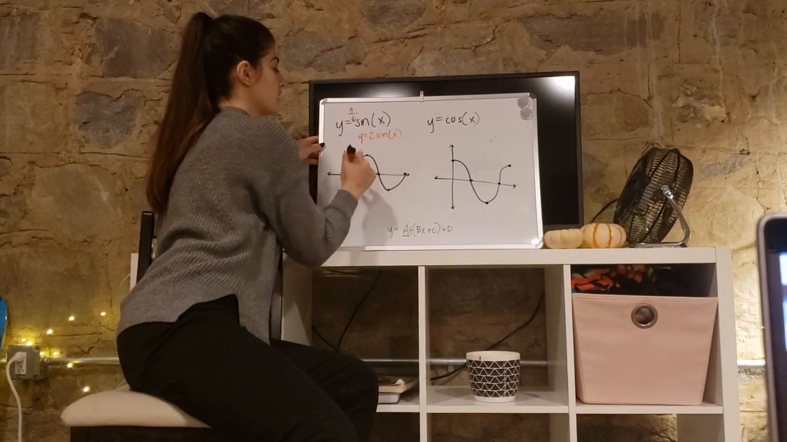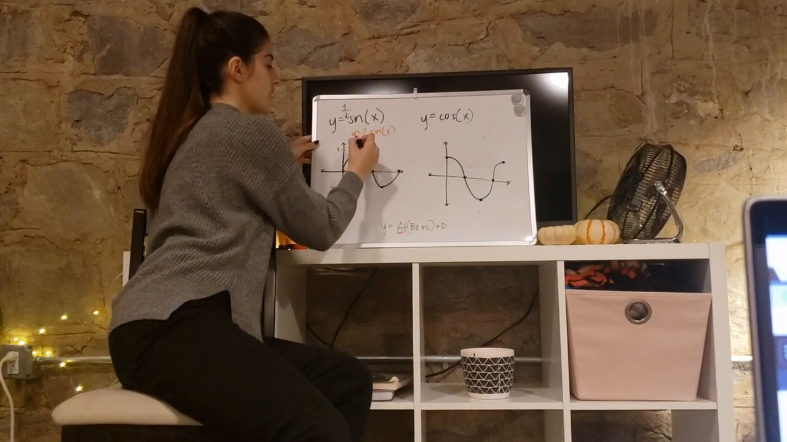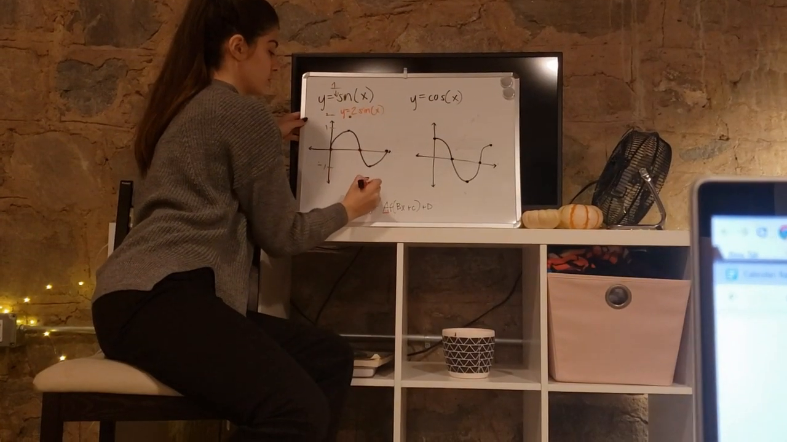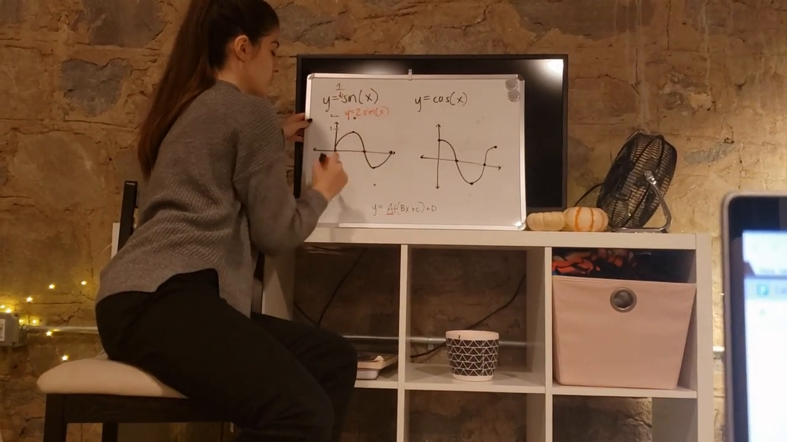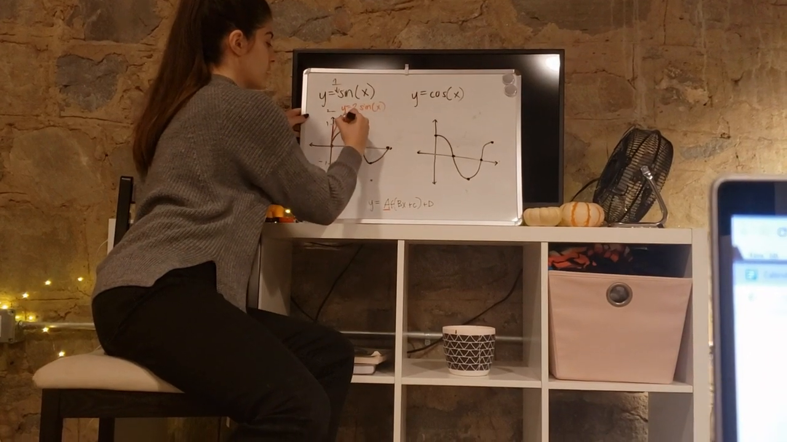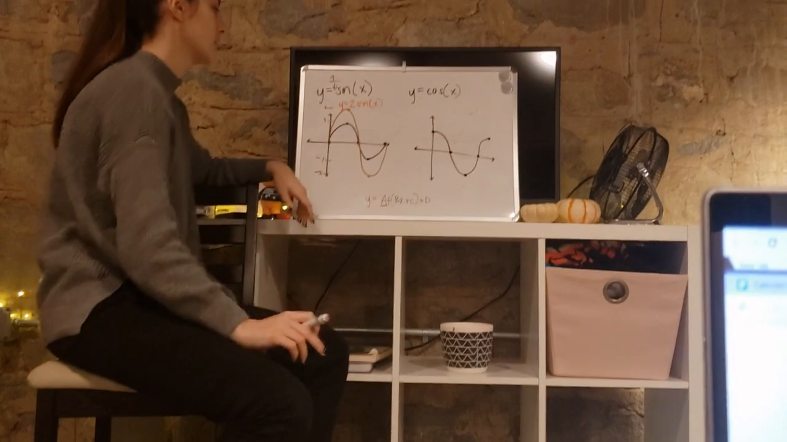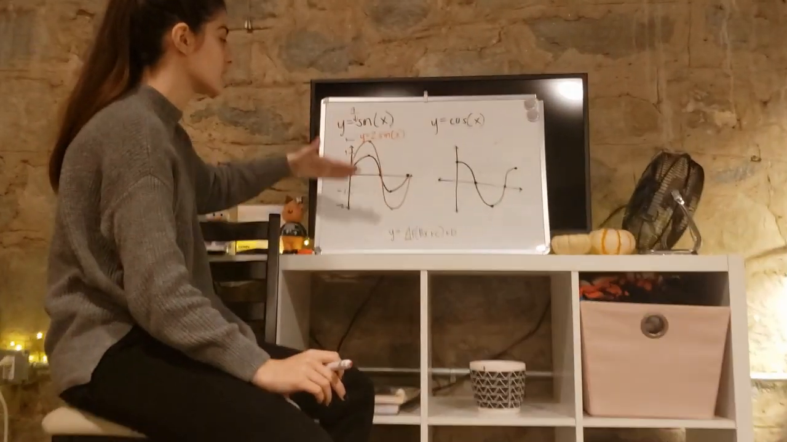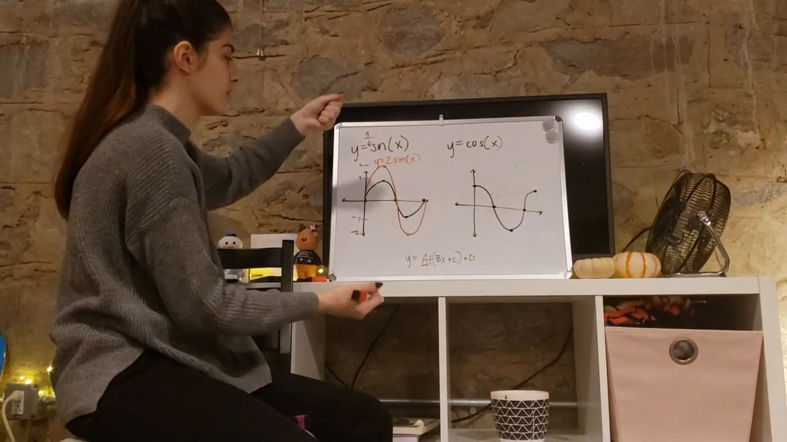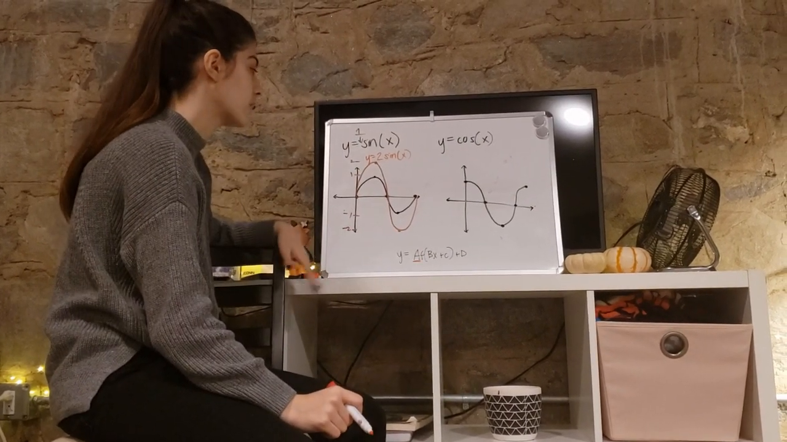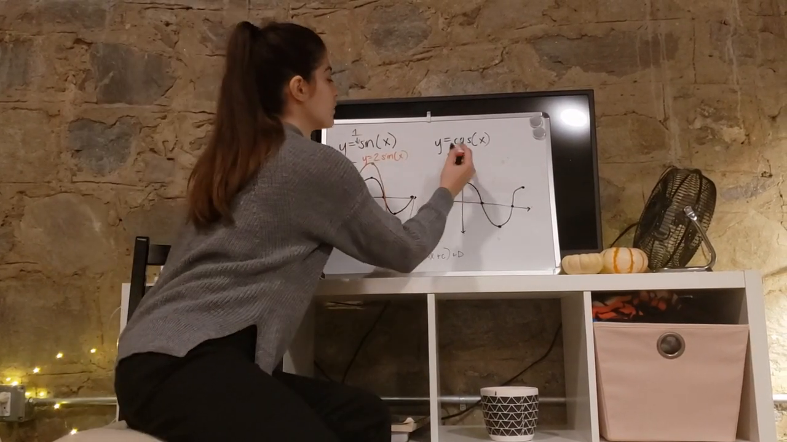So that means this graph is now going to go up 2 and down 2. Here's positive 2, here's negative 2. So this graph is now going to look like that. You see? That's what the amplitude is: how we are stretching this graph in the vertical direction, both positively and negatively. That's all that means. And the same thing goes for cosine over here.